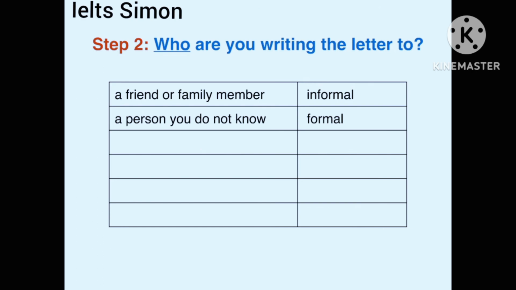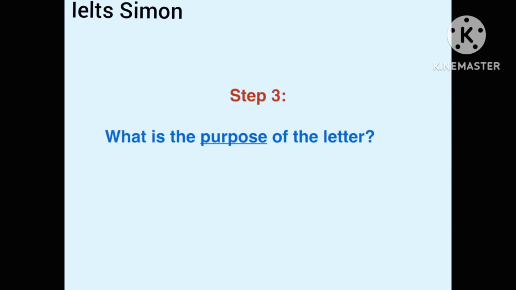However, look at these 4 people: work colleague, boss, neighbour, teacher. It's not so clear. In some situations you might write to a work colleague, boss, neighbour or teacher in a formal way. In other situations you might write to one of these people in an informal way. It depends. So then we have to look at the next thing. Step 3, what's the purpose of the letter? This will help us decide.